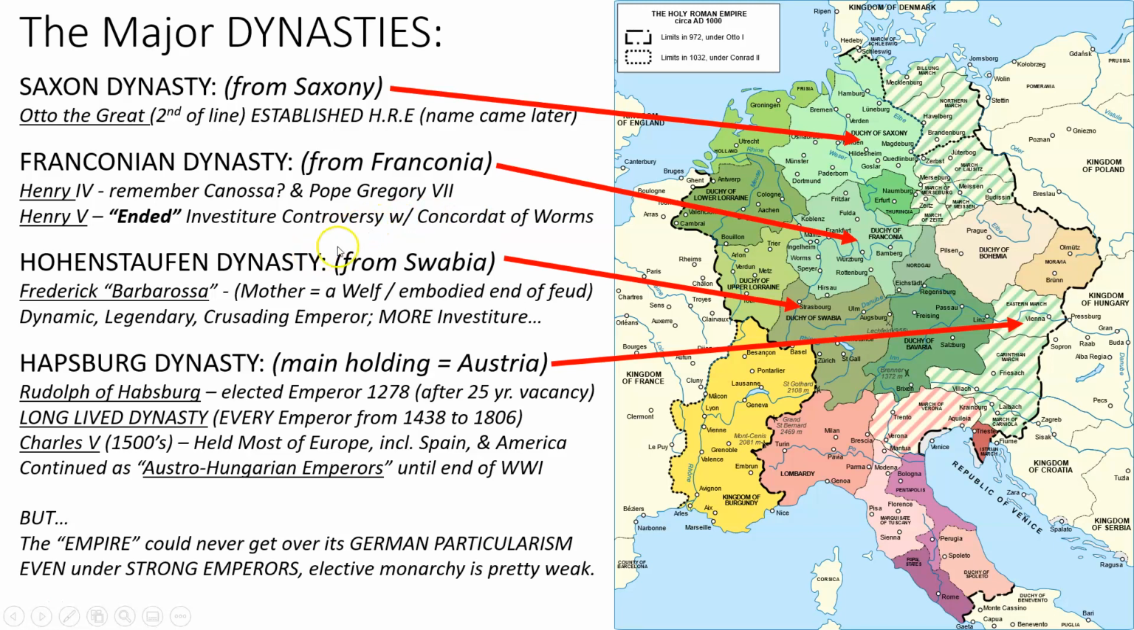The Hohenstaufens, such as Frederick Barbarossa: he was born in Swabia, although the origin of his family is a little bit more in historical doubt. He was born here in this duchy, right? And he ended the feud between the Hohenstaufens and the Welfs because his mother was of the other side. So, and it became, as the book emphasizes, a dynamic, legendary, crusading emperor.